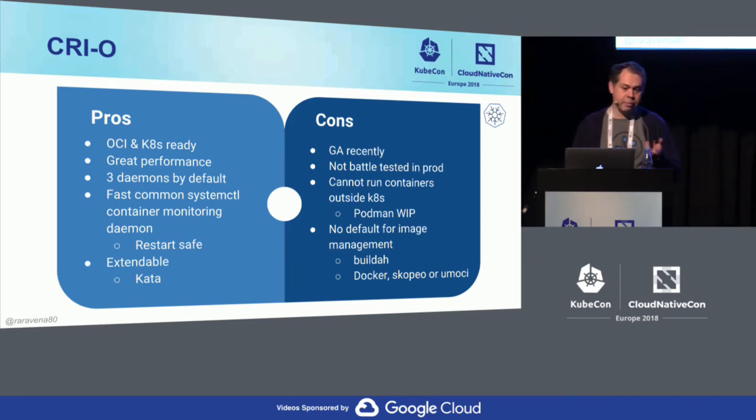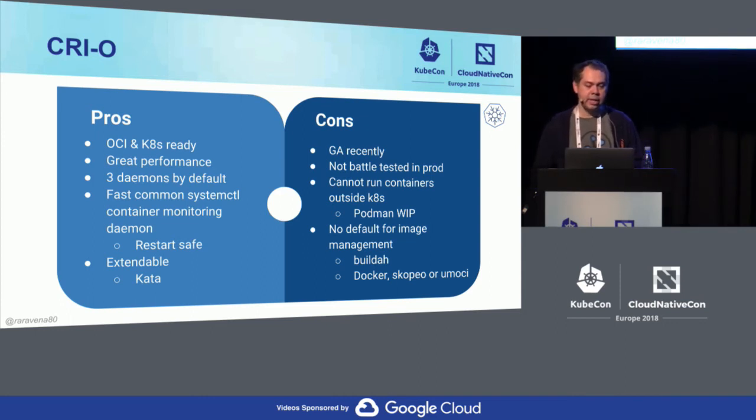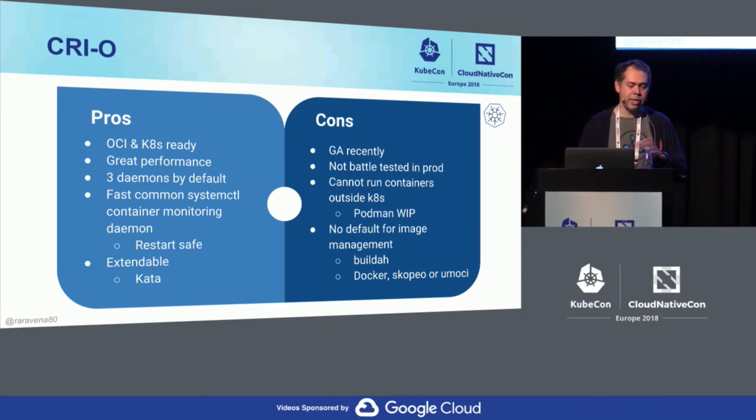Some of the pros are that it's Kubernetes ready. It's got great performance. It's written in Go. There are 3 daemons by default packaged for Kubernetes, and this conmon daemon that I mentioned is written in C. It actually monitors the containers. So whenever you restart CRI-O, your containers don't get restarted, as opposed to containerd and Docker. So it's restart safe, and it's extendable to other runtimes.